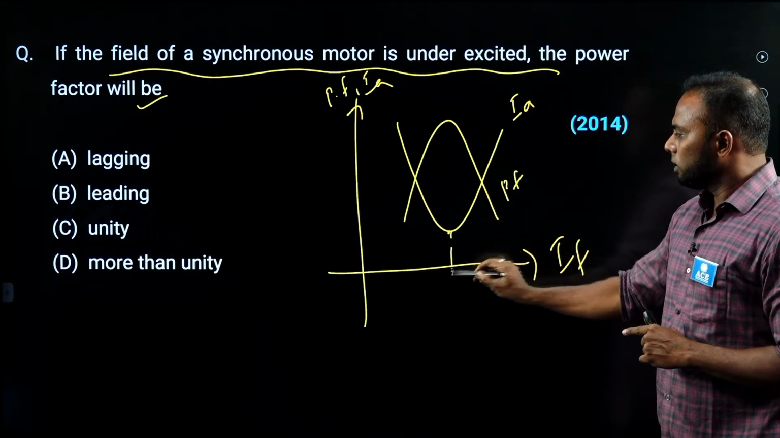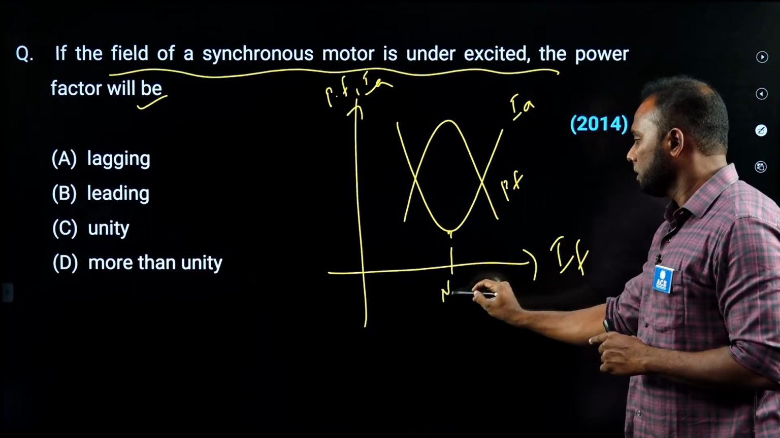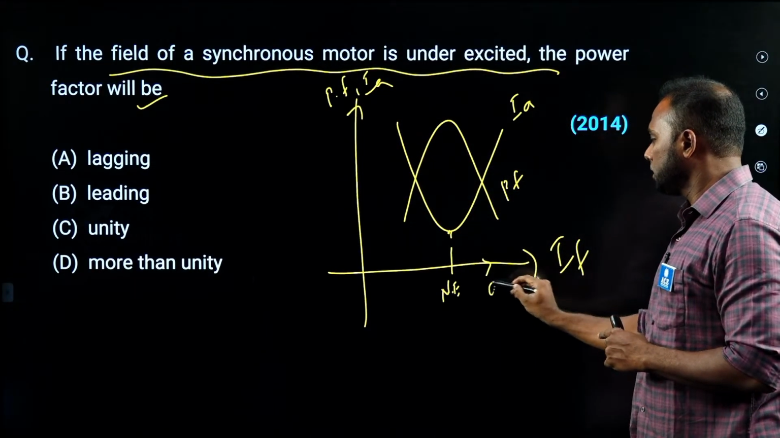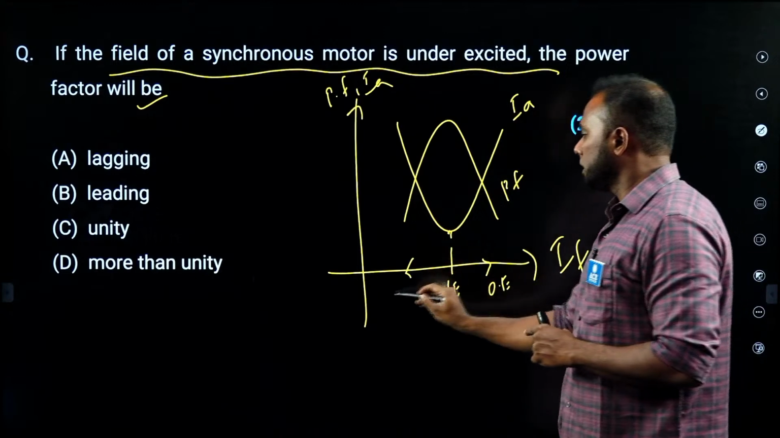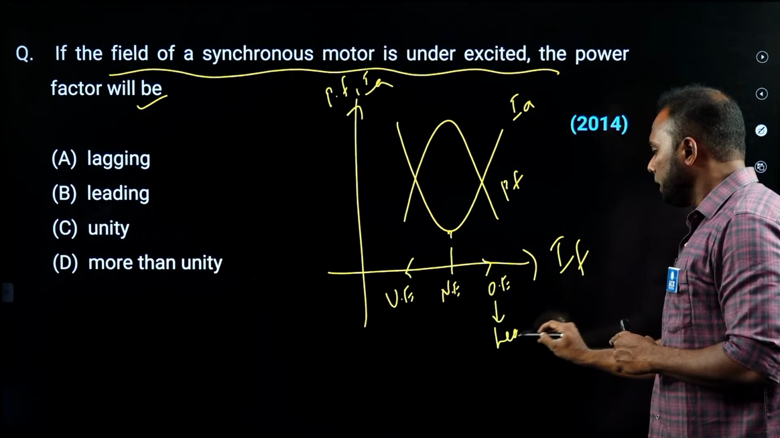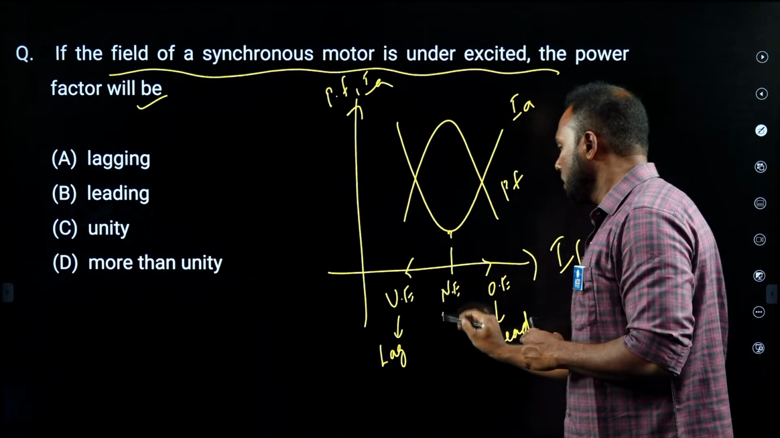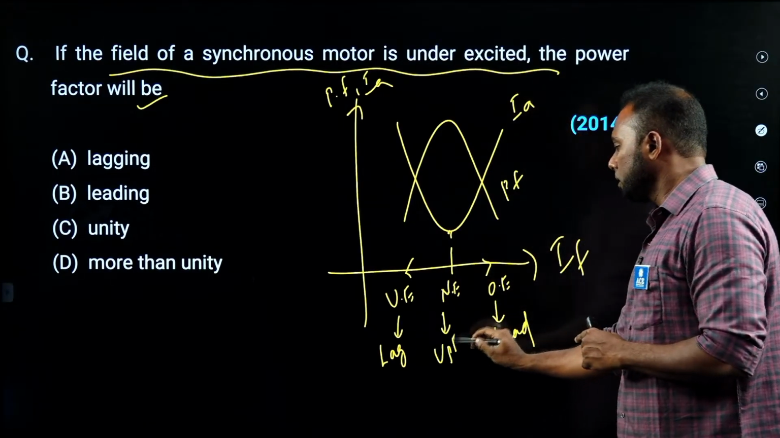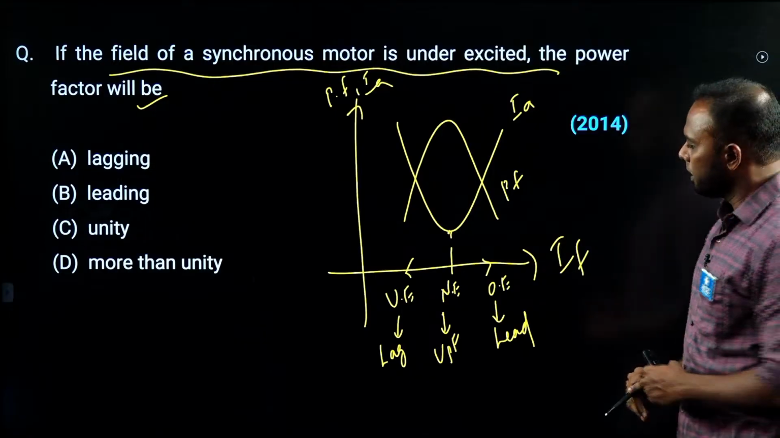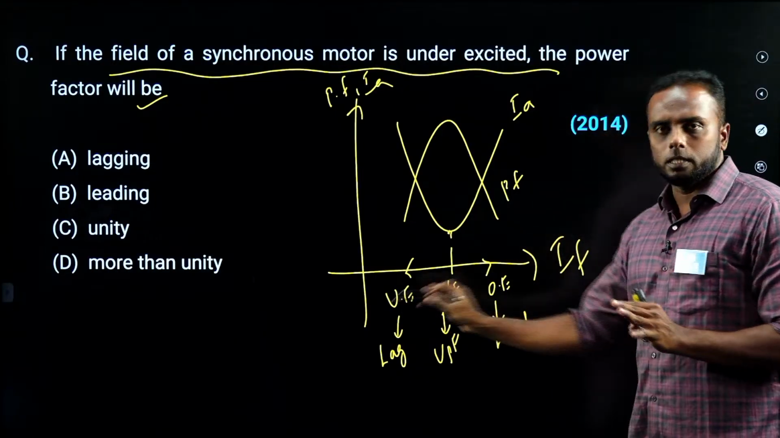Right now it is a motor. This is our normal excitation, this is over excitation, and this is under excitation. An over excited synchronous motor always operates at leading power factor. Under excitation operates at lagging power factor. Normal excitation operates at unity power factor. But if it is a synchronous generator, this lag and lead will interchange.